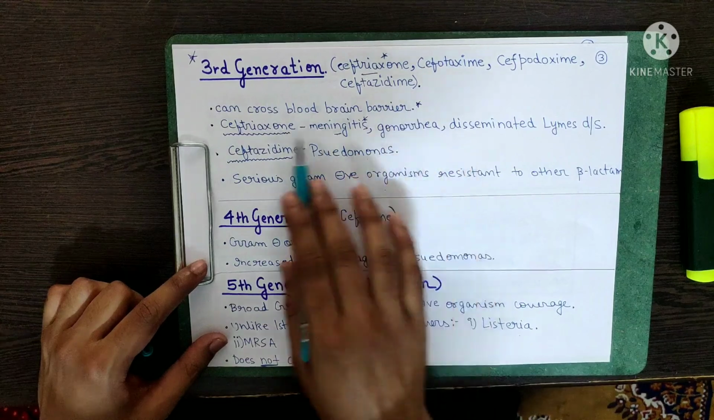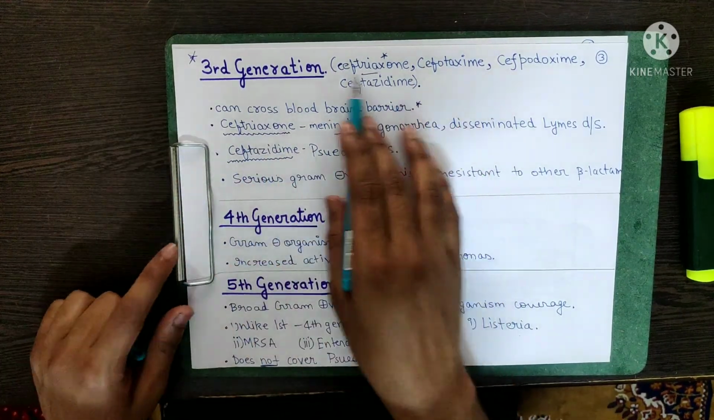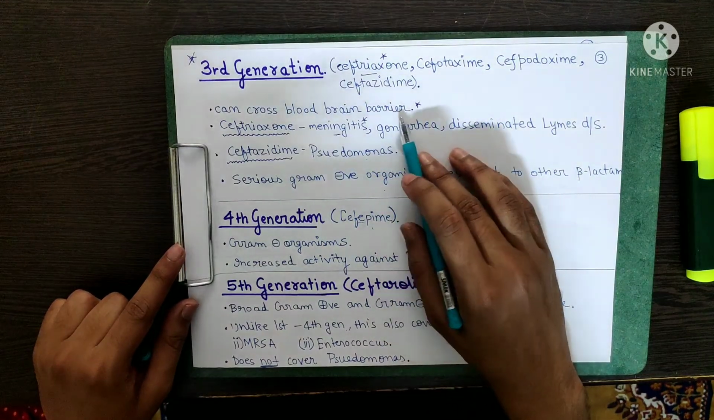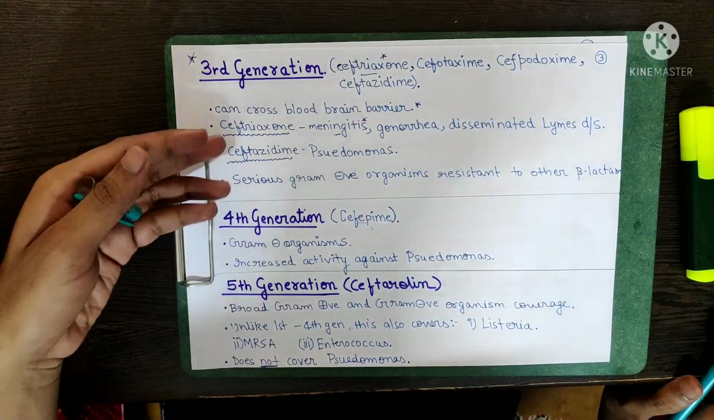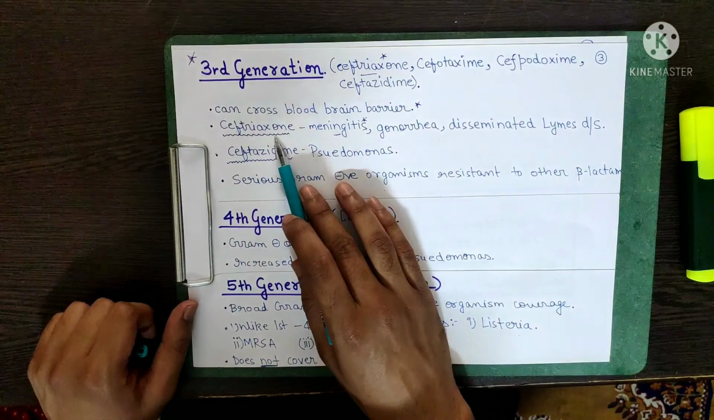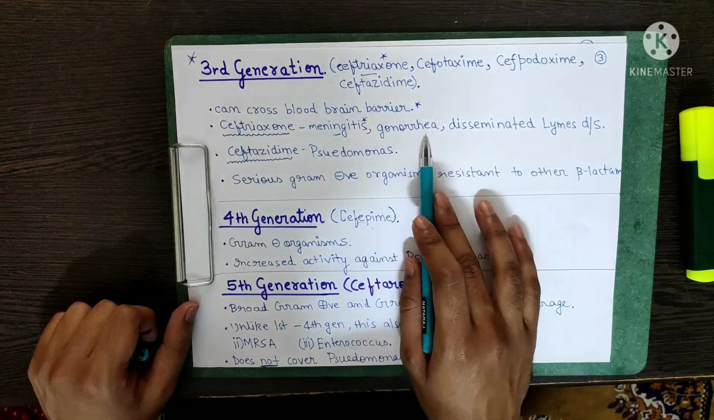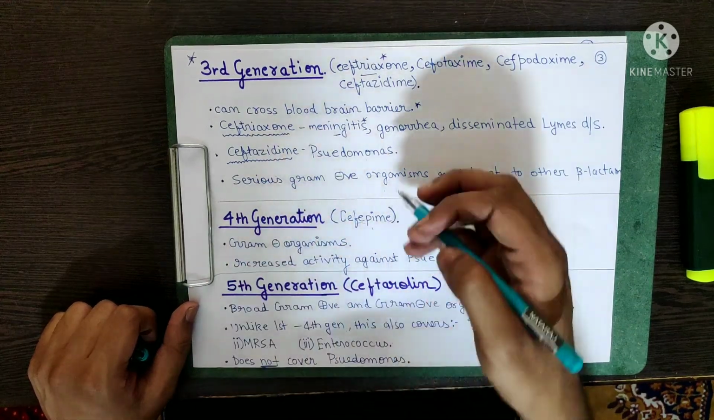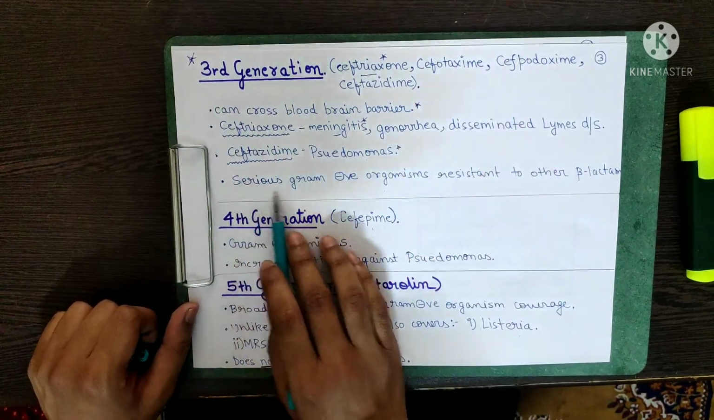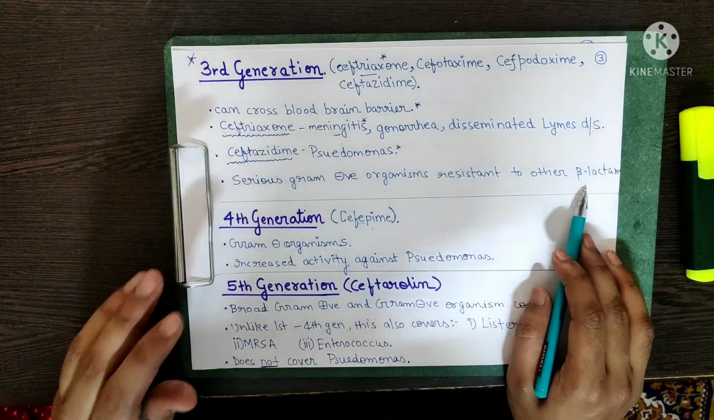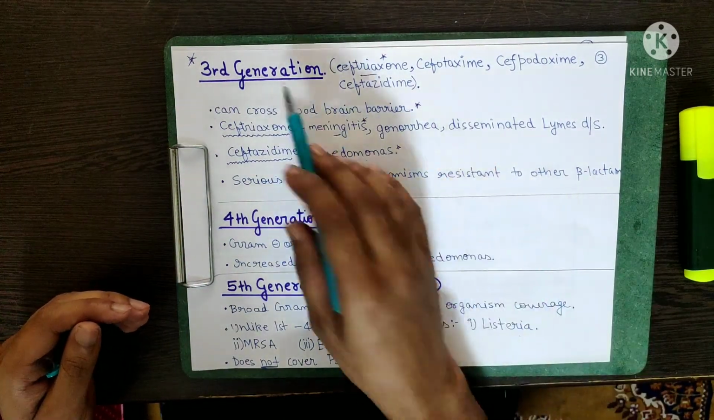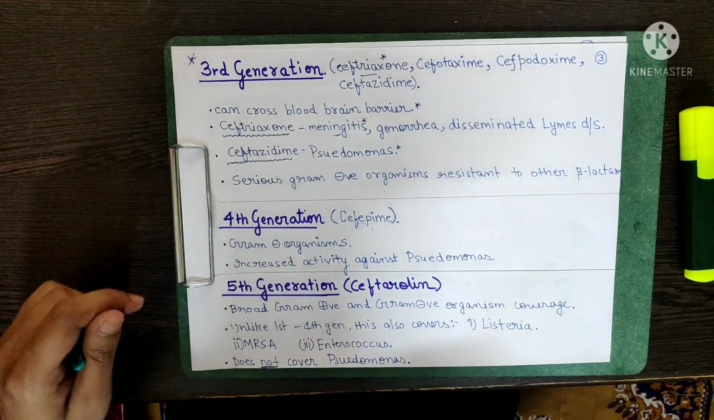Ceftriaxone, which is a third generation cephalosporin, can be given in meningitis, which is of course because it can cross the blood-brain barrier. So what are the other places where we can use ceftriaxone? These are meningitis, gonorrhea, disseminated Lyme disease, and ceftazidime is very specific for Pseudomonas. Serious gram-negative organisms which are resistant to other beta-lactam antibiotics can also be covered by third generation cephalosporin. So this is all for third generation.